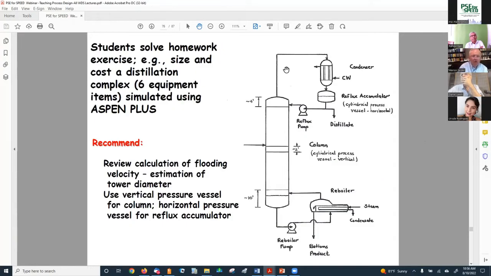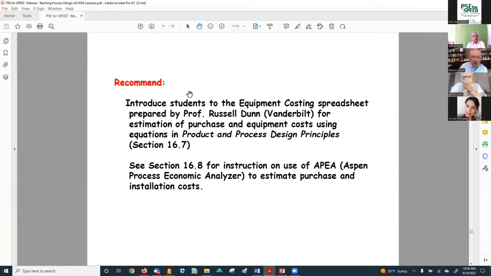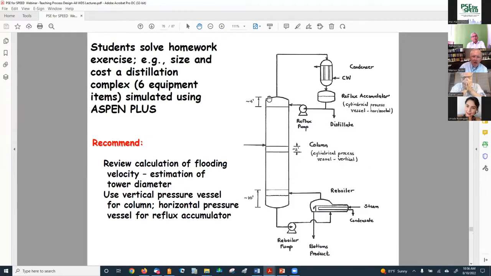Now, having done that, we ask the students to solve a homework exercise. We say, here's a distillation complex. It's got the tower, it has the condenser, it has the reflux accumulator, a reflux pump, the reboiler, a reboiler pump. There are 6 items they have to estimate. So we ask them to do that, and I won't go into detail about that. One thing that we do is throughout our chapter 16, we have the equations that are needed to estimate the cost of each of these.